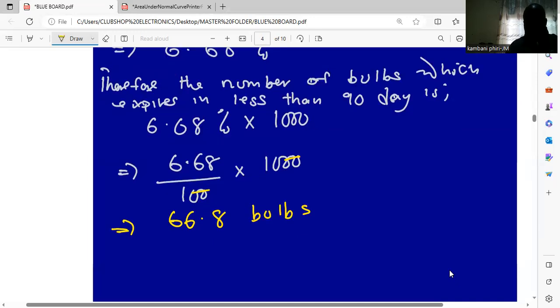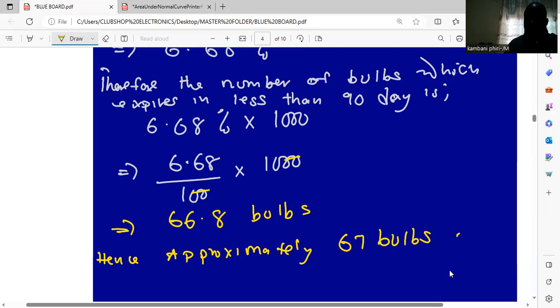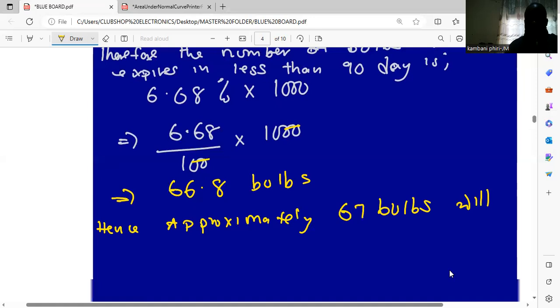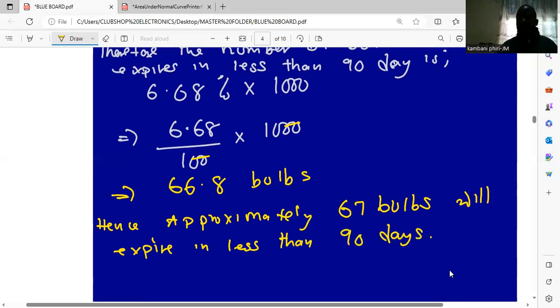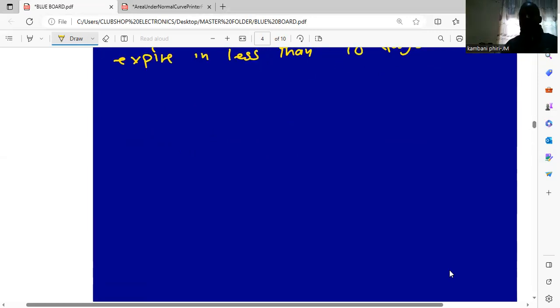Now we can give an approximate value. So approximately 67 bulbs will expire in less than 90 days. And that's what they want. From the 1,000, about 67 bulbs expire in less than 90 days. And that's where we end this presentation.